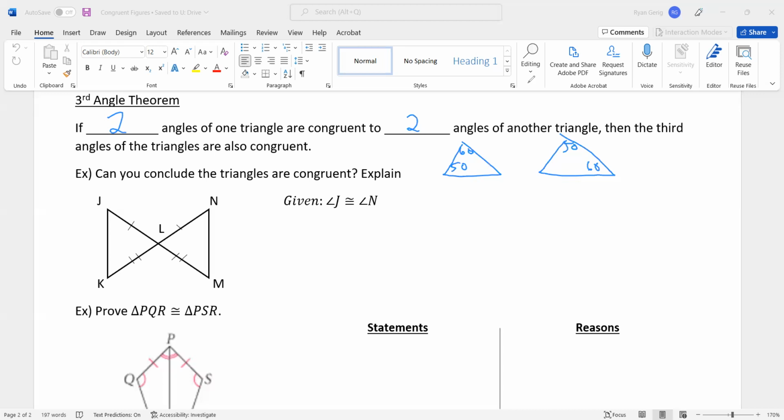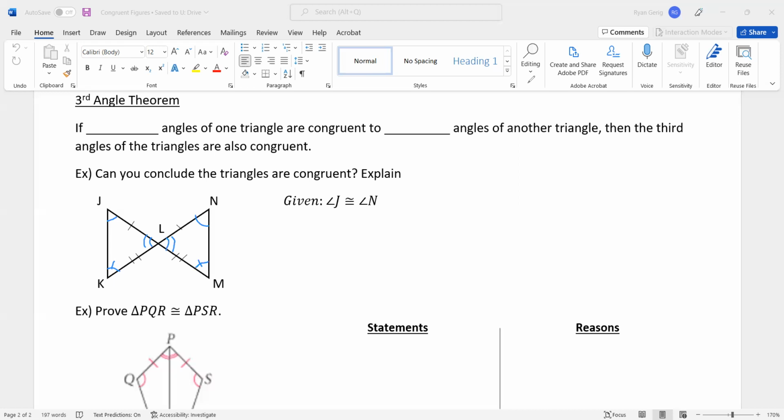Now, can we conclude the triangles are congruent in that picture? Well, we've got two sides congruent marked. I gave you that J and N were congruent. I could say that these two angles are congruent because of the vertical angles theorem. And now because of the third angle theorem, I could say angle K is equal to angle M. So I've got 5 pieces congruent.